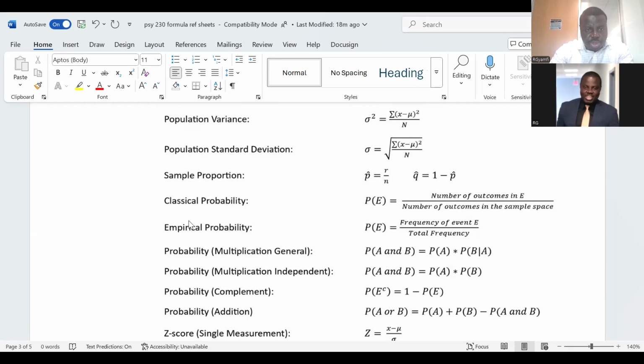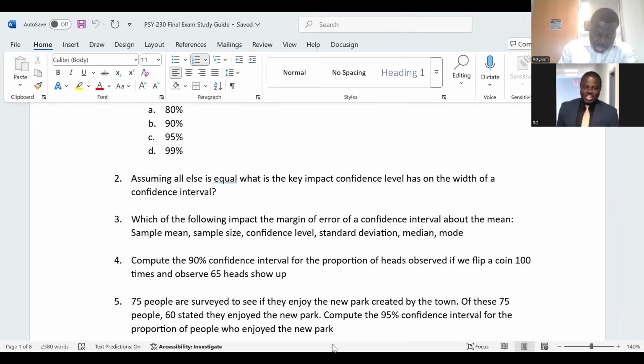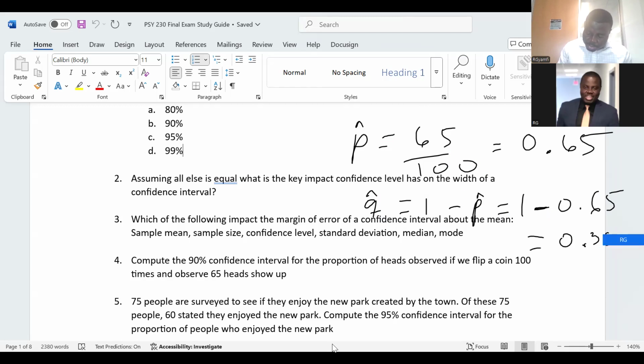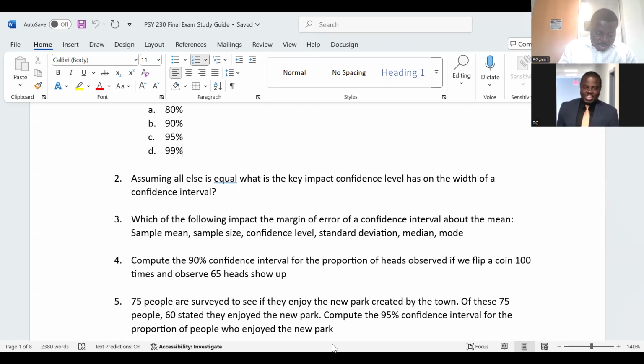So going back to the problem, my p hat is going to be 65 over 100, which is 0.65. Okay? So my q hat, we also saw that q hat is 1 minus p hat, which is 1 minus 0.65. And q is always 1 minus p, as a complement of p, which is 0.35. So I've got my p hat, my q hat, my z, my n, and those are what I need to solve for the confidence interval.